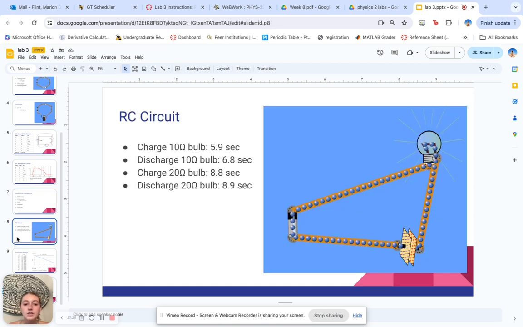For the circuit, we have the charged 10 ohm bulb, which was 5.9 seconds. Discharge was 6.8 seconds. The charged 20 ohm bulb was 8.8, and the discharge 20 ohm bulb was 8.9. So as you can see, there's not much difference between those.